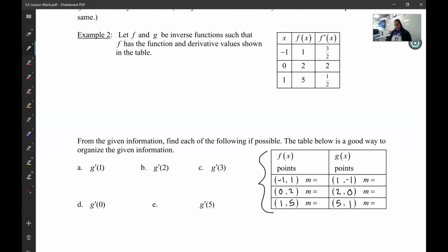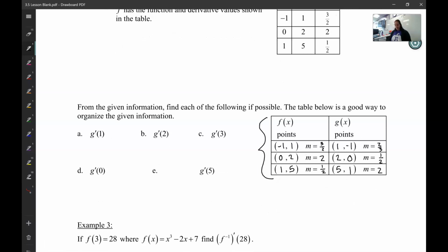Now the slope at this first point was 3/2. The slope at the second point is 2, and the slope at the third point is 1/2. And that just comes from the third column in this table. And we just learned that the slope of an inverse function is the reciprocal. So this one will be 2/3, this will be 1/2, and this will be 2 over 1, or 2.